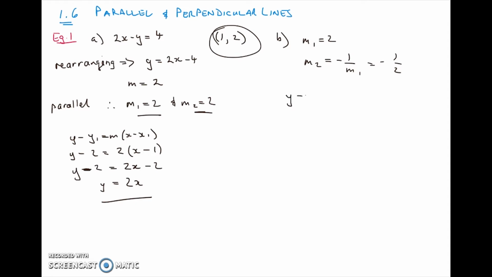And so we substitute into y minus y1. So we'll have y minus 2 equals m, which will be -1/2 outside of x minus x1, which is 1. And we can expand. We'll have y minus 2 equals -1/2 x plus 1/2. And then we can rearrange to be y equals -1/2 x plus 5/2 or 2.5. And that's our equation that we're after.